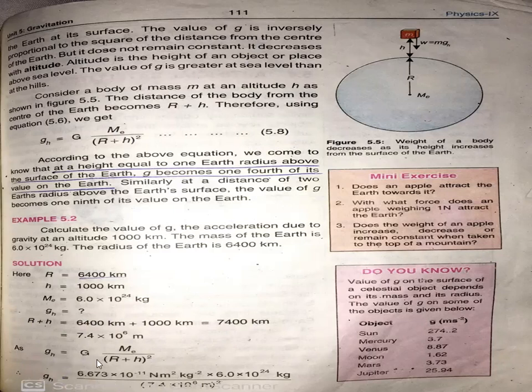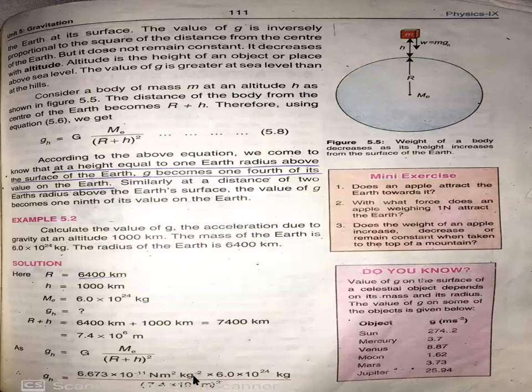So I'm now just substituting the values. The gravitational constant value, as we discussed when we discussed the law of gravitation, is 6.673 into 10 to the power minus 11. The mass of the earth, which we calculated in the last topic, is 6 into 10 to the power 24. And the value of r plus h is 7.4 into 10 to the power 6 meter, whole square.